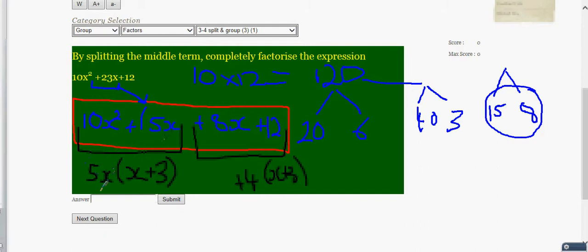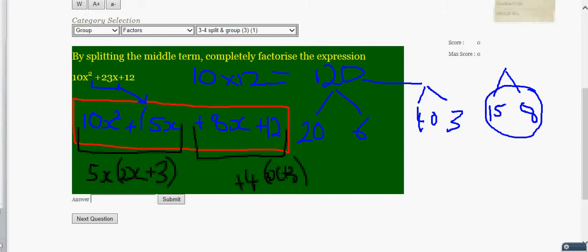So we've got 5x outside the brackets, and in each bracket we're going to have 2x, because 5x times 2x gives us 10x squared. We're also going to have plus 3, because 5x times plus 3 gives us 15x. When we factorize the plus 8x plus 12, we find that the biggest number that goes into 8 that also goes into 12 is 4. 4 goes into 8 2x times, and 4 goes into 12 3 times.